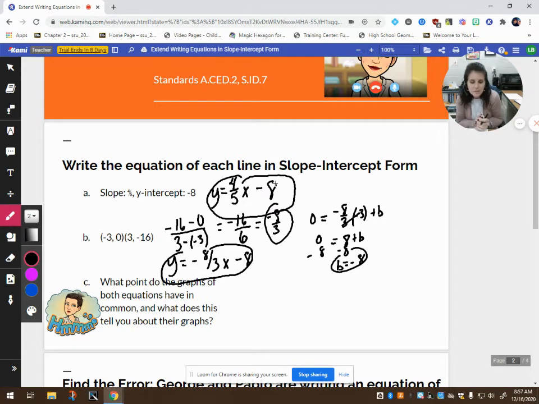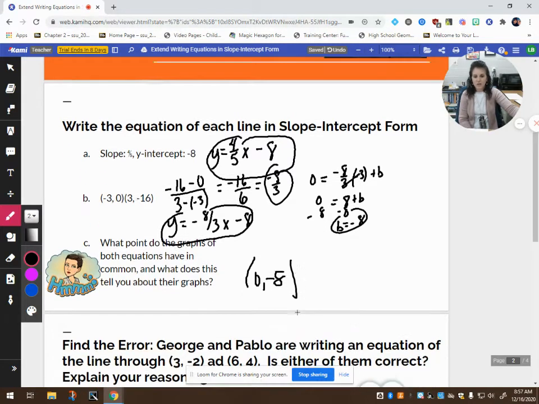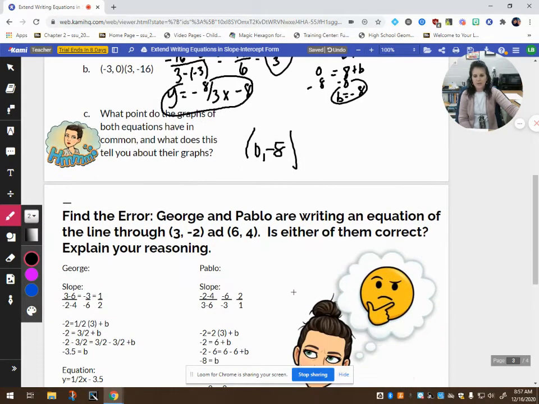So what does that tell me? They both have a y-intercept of negative 8. They both cross the y-axis in the same place. They both pass through the point 0, comma, negative 8, right? At the y-intercept, my x value is 0. So again, it tells me they pass through the point 0, negative 8. They both have the same y-intercept. They cross the y-axis at the same point.